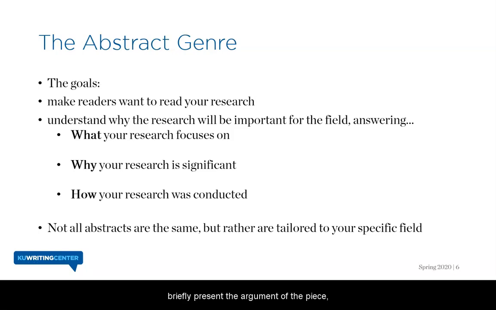The abstract is the means through which someone conducting their own research decides whether or not your work will be useful to them. Thus, one of the primary goals of the abstract is to convince readers to read the longer piece. You do this by making them understand how your research is important for the field, so you have to communicate what your research focuses on, why it is important to the field, and what implications it carries, and how the research was conducted, to prove it was done rigorously and ethically. It should be noted here that while there are some broad commonalities between abstracts, they are also tailored to the specific field of research they come from.